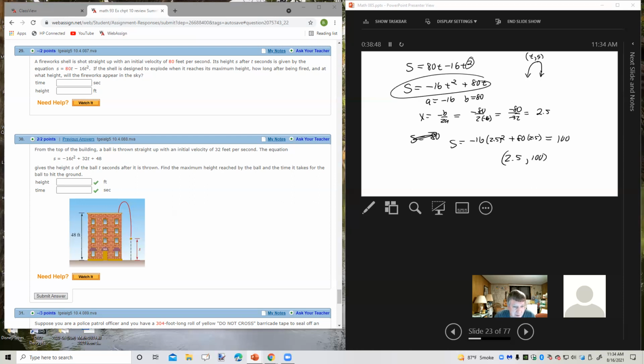Now let's go back and answer the question. So what's the time that it reached its maximum height? 2.5 seconds. What was the maximum height? 100 feet. Be sure you get the right numbers with the right labels. 2.5 seconds and 100 feet.